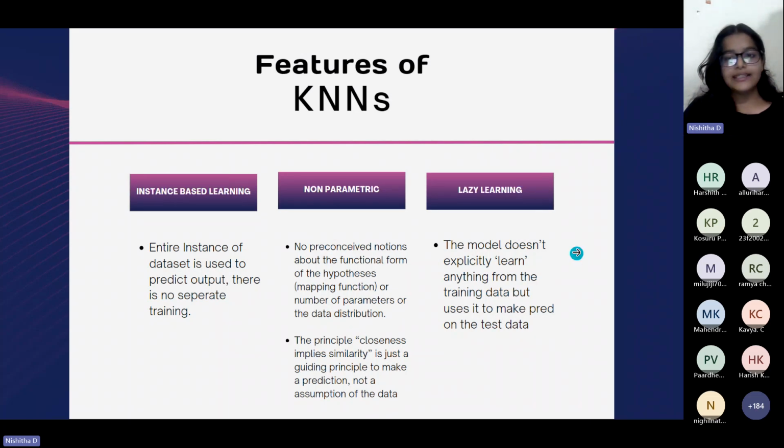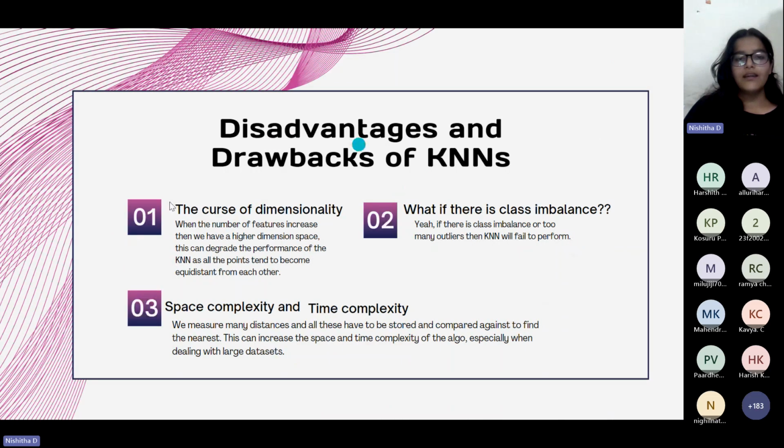But you can clearly see that this algorithm also has some drawbacks. First, the curse of dimensionality. I've already mentioned dimensionality before, right? When the number of features increases, you have a higher dimensional space. Now, when you have a higher dimensional space, almost all the points become equidistant from each other, and this degrades the performance of the KNN algorithm.